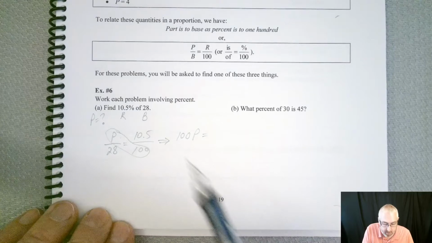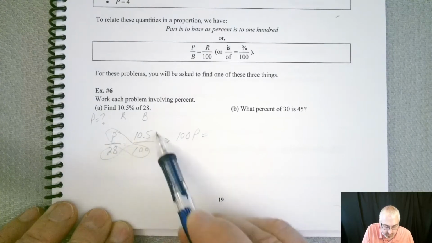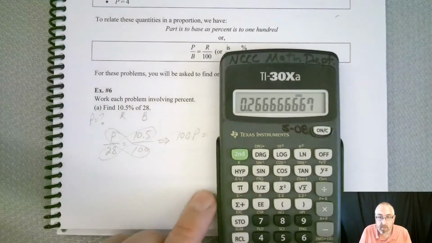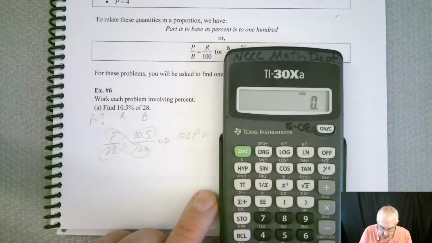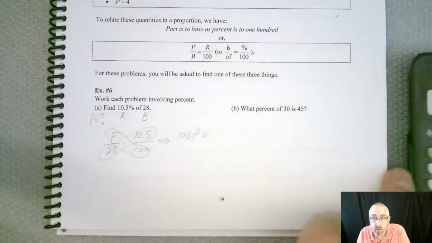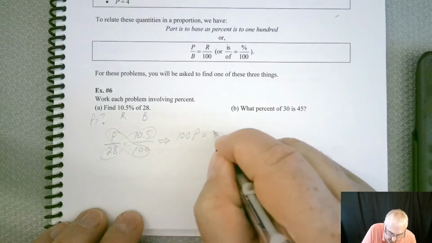And on the right, I'm going to multiply these two together. Now, I don't know what that is, but we can find out really fast. 28 times 10.5 equals 294. So 294 is on the other side.